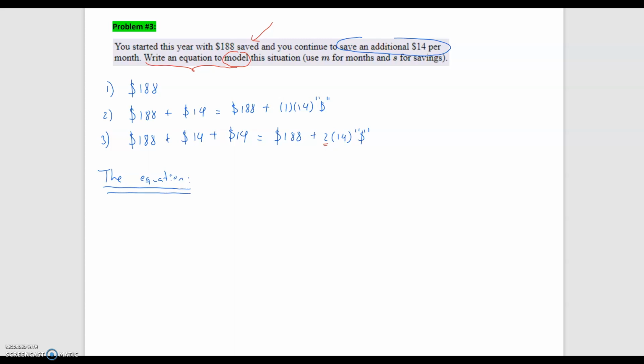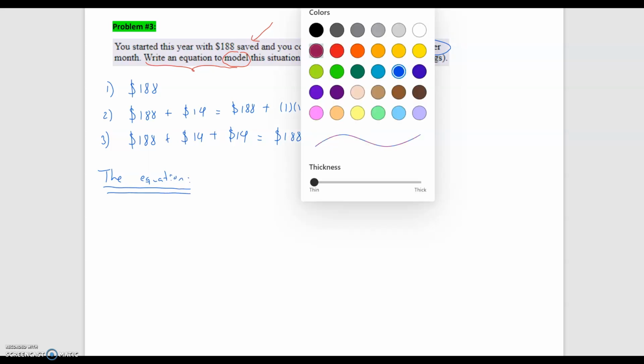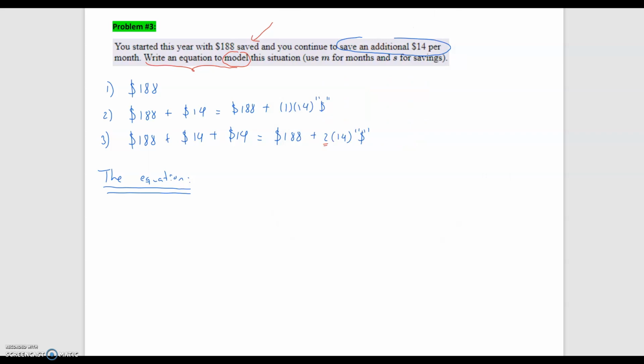Now, for this equation, we do want to state what each of the variables represent. So in this case, we're given here what these are actually representing. So we're going to let M equal to the months. And then S, it's going to be, well, the money saved. So the actual equation is going to read something along the lines S is equal to, and we have to start with the original 188.